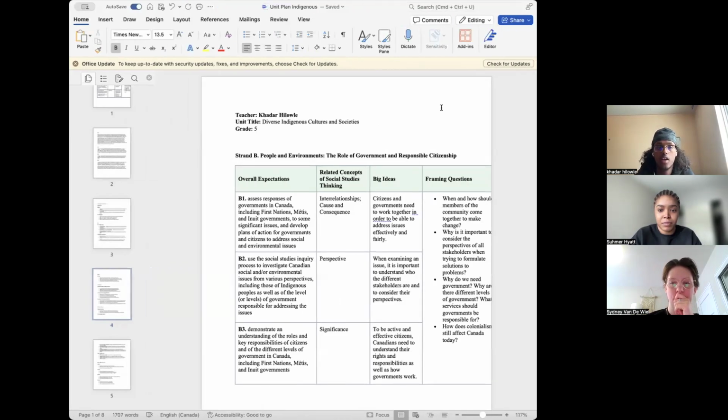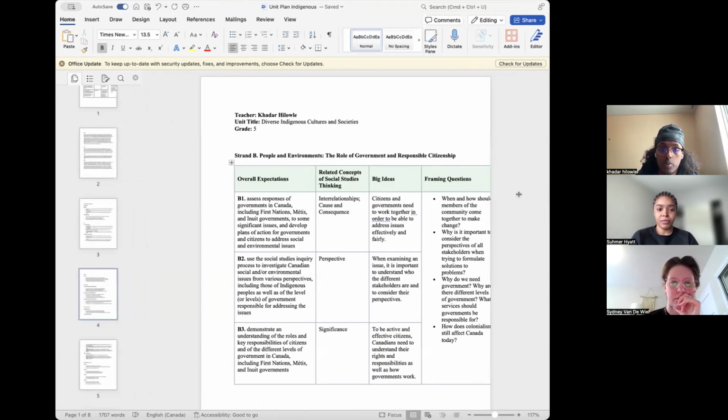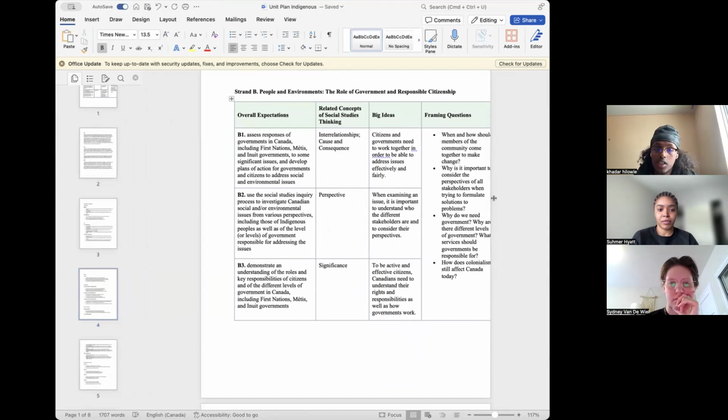Okay, so for me, my unit title is going to be Diverse Indigenous Cultures and Societies, grade 5, because I'm going to be teaching grade 5 during my placement. Strand B, People and Environments, the role of government and responsible citizenship. Overall expectations: B1, assess the responses of governments in Canada, including First Nations, Métis, and Inuit governments. B2, use the social studies inquiry process to investigate Canadian social and environmental issues from various perspectives. B3, demonstrate an understanding of roles and key responsibilities of citizens and different levels of government in Canada, including First Nations, Métis, and Inuit governments.